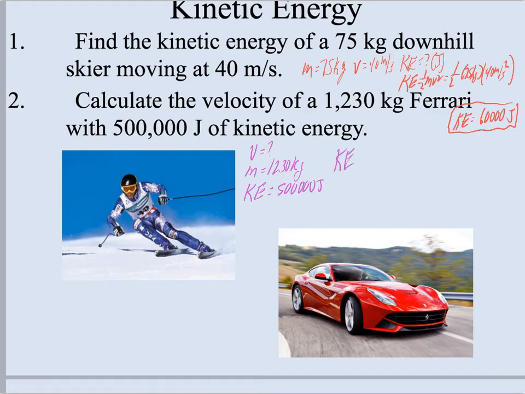So we know KE equals 1/2 mv squared. And if we were going to rearrange to solve for v, we'd multiply both sides by 2. We get 2KE. We divide by m. And then to get rid of the square, of course, we would take the square root. So the square root is 2 times our 500,000 joules over our mass of 1,230 kilograms. And our velocity would be 28.5 meters per second.